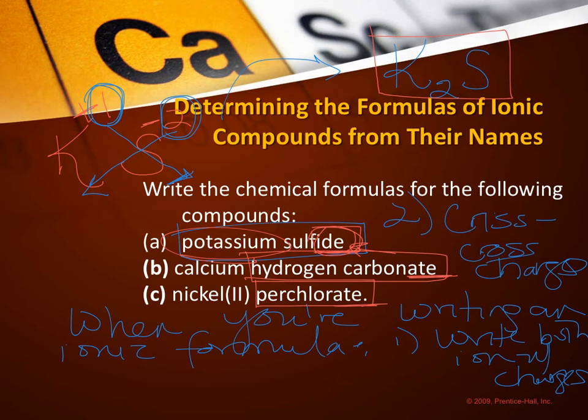So go back to the polyatomic ion list. See if you can identify what hydrogen carbonate is. It's also called bicarbonate. And what perchlorate is. And see if you can write these formulas.